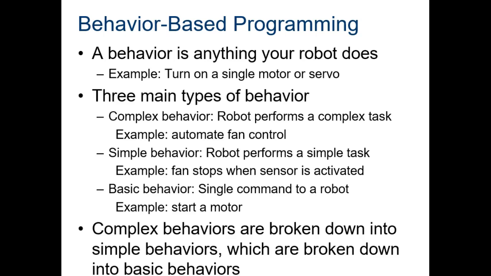Simple behaviors are where you take a single task and you break it down into little parts, but it's just one thing, like turning the doorknob would be a simple task. And then basic behaviors are the single line commands that tell a robot what to do. For example, in this example, it says start a motor. So complex behaviors are composed of lots of simple behaviors, and simple behaviors are composed of lots of basic behaviors. That is the high level view of program design.